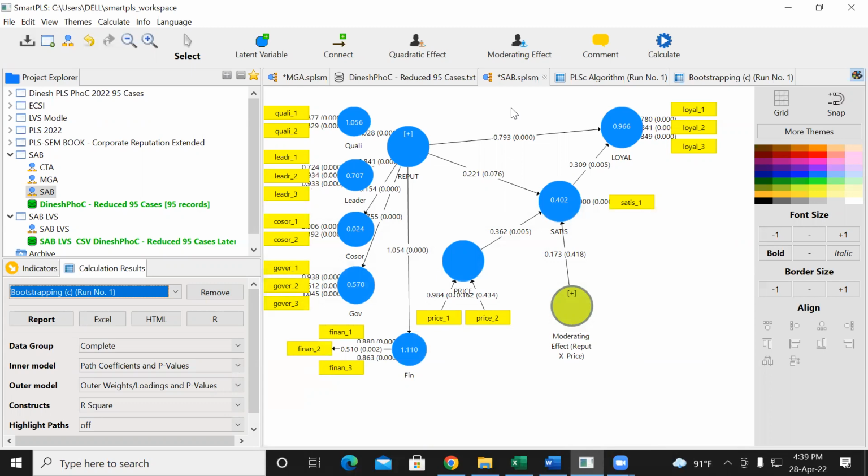I think Mr. Lasantha, are you there? Is it clear how to calculate this one and the explanation? Yes, yes. Okay, that's about the mediation. Mr. Shenal is there, no?